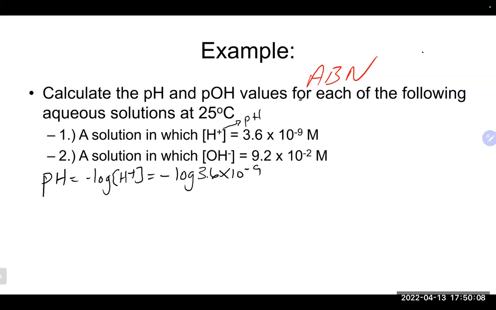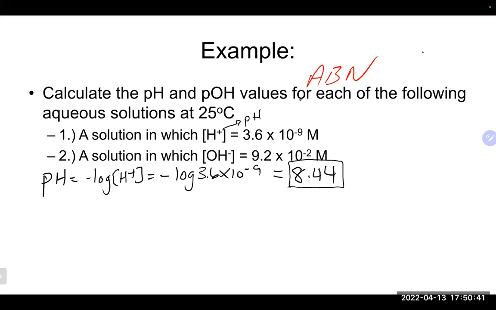If you have a display calculator, you should hit the negative, the log button, then 3.6, your exponent button, the negative button, and 9. If you have a non-display calculator, you should go 3.6, exponent button, negative button, 9, and then hit log, and then hit the negative button. Either way, you should end up with 8.44 as the pH here. First off, any questions on that calculation?